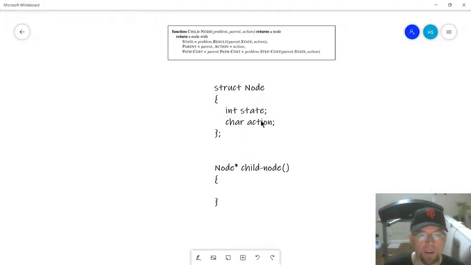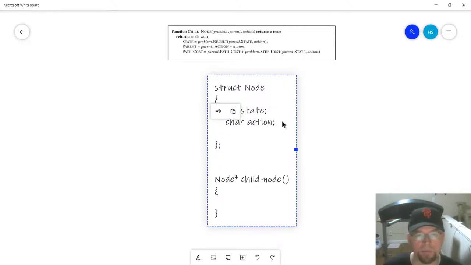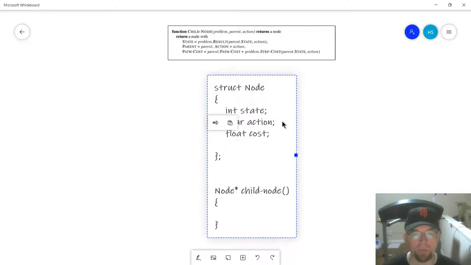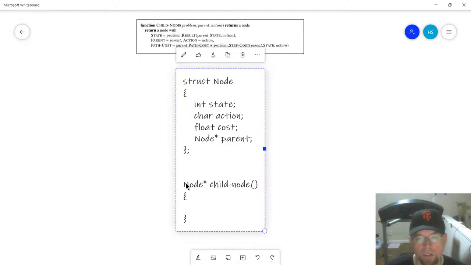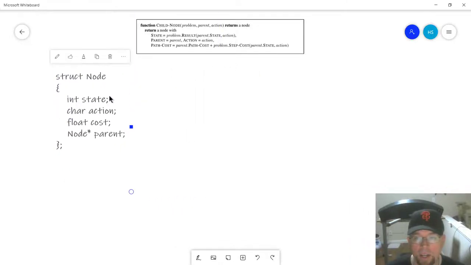It would be whatever I need it to be, whatever my solution calls for, whatever the requirements call for. Character action, what else? There's a cost in here too, so maybe that's a float. Cost. And what else in here? Oh, who the parent is, of course. Node star parent, okay? Let me move this over into the whiteboard. I'll just start a second comment here so that it'll all fit on one screen. Okay, so this is what our node looks like.